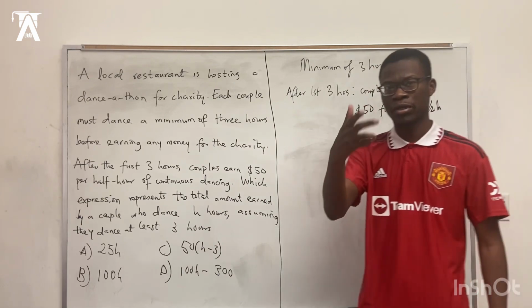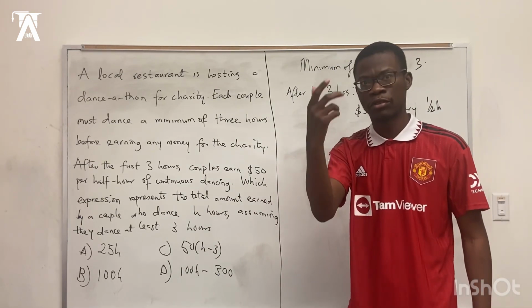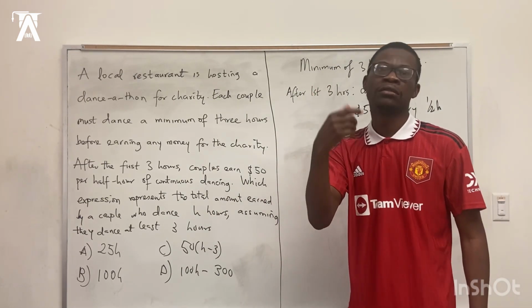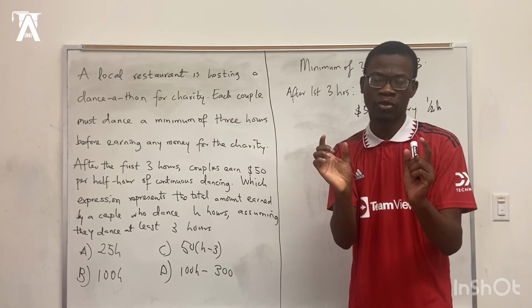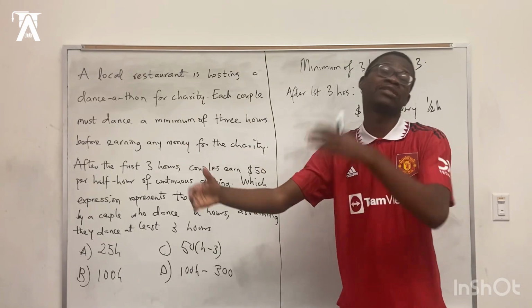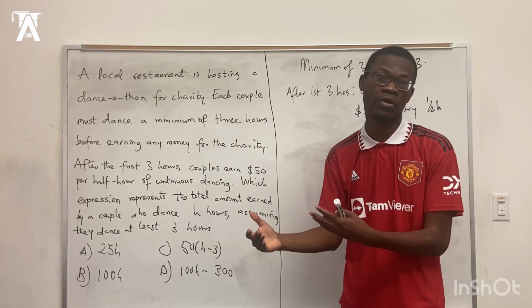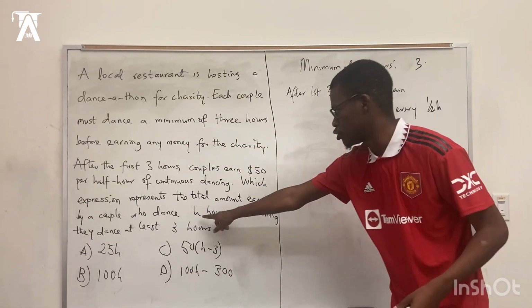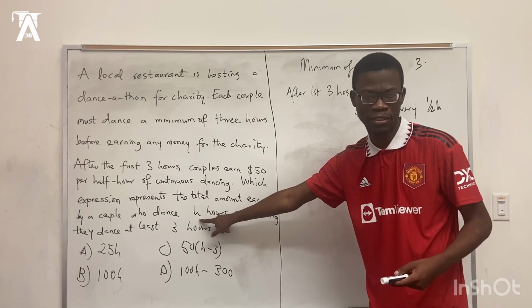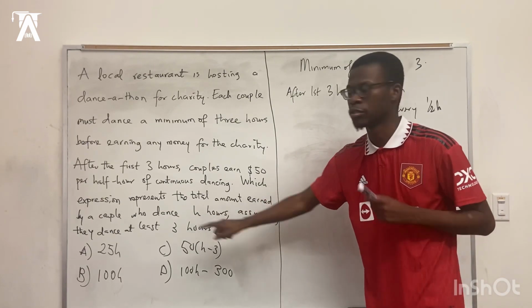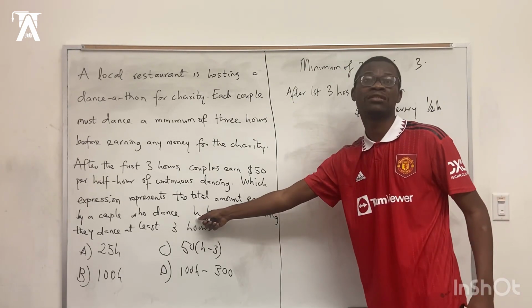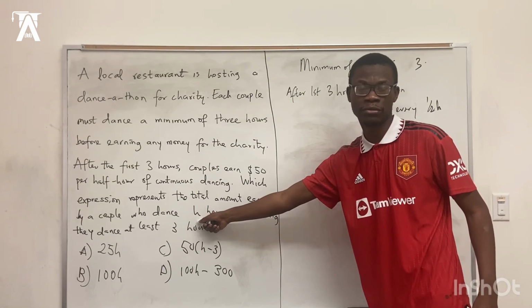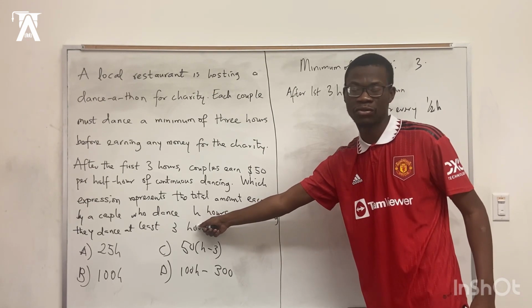Now look at the example I used. We used the number 9. If they dance for the first 3 hours, they don't get any money for that. Then for the remaining 6 hours after the 3 hours, they start earning $50 every half hour. So let's use H now, using the same illustration. They dance for H hours. For the first 3 hours, they don't earn anything.